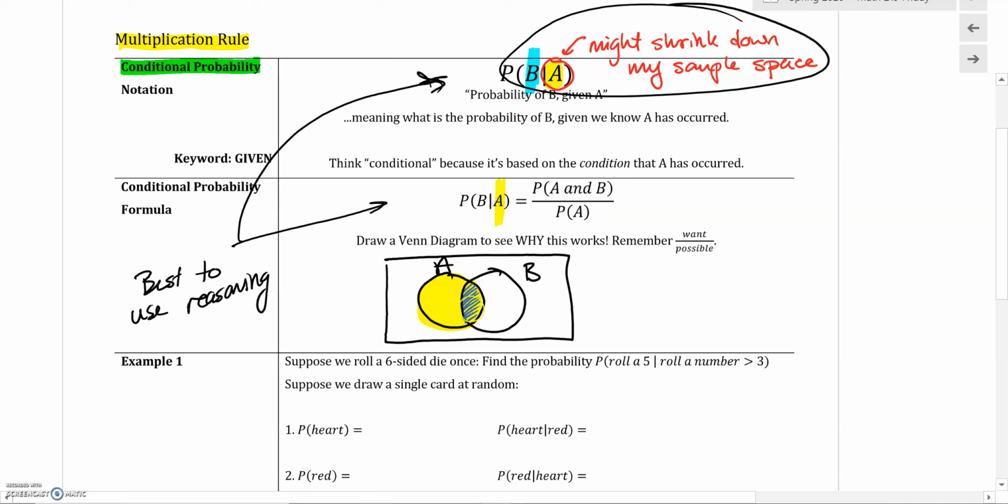That's the only way to achieve a success of landing in this B bubble. So remember, probability is what you want over what's possible, or the number of ways to succeed over the total possible outcomes. Well, what I want is to be in this bubble. That right there is this, right? And the total possible outcomes would be, well, I'm in bubble A. I have to be, right? Bubble A happened, so I'm in bubble A. So the probability of B given A is simply the probability of landing here divided by the probability of being in the A bubble.